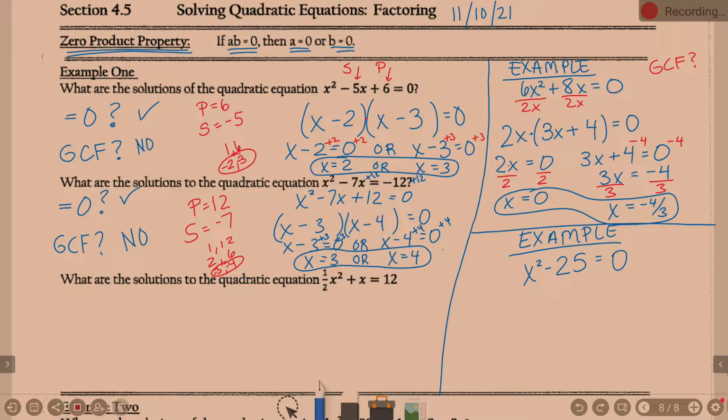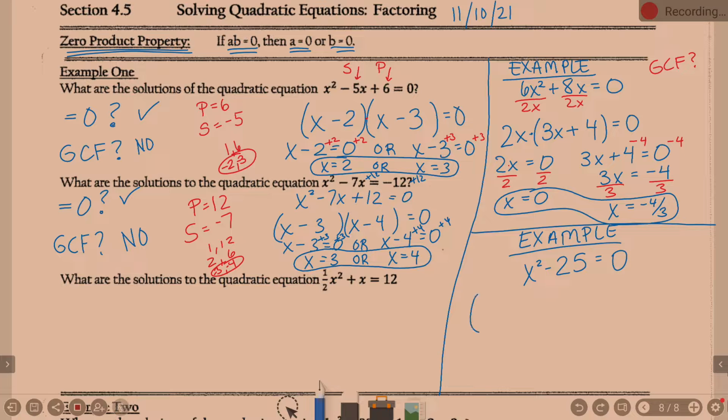X squared minus 25 equals 0. Yes, you could have to factor x squared minus 25 on the quiz without the equal 0. Now, does my equation equal 0? Yes. Is there a GCF? No. It'd be 1. No other GCF other than 1, and factoring out 1 doesn't change anything, so no GCF. How do I factor x squared minus 25? Perfect squares. So this is difference of squares.